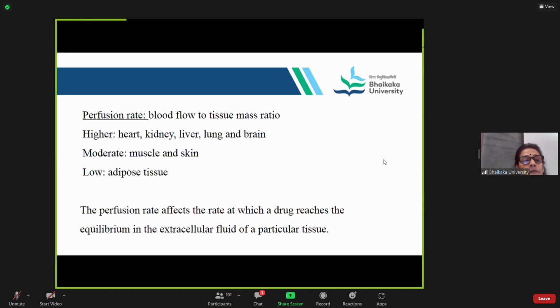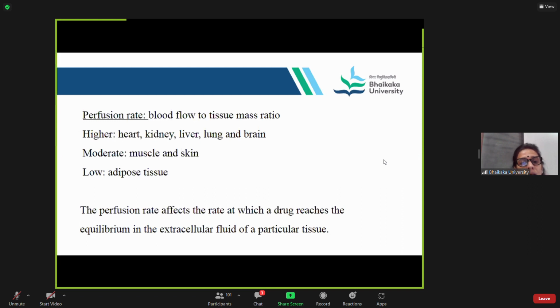For blood flow, please remember, whenever blood flow is high, distribution is fast. Blood flow is maximum in our body in the heart, kidney, liver, lung, and brain. Perfusion rate is high there. Moderate perfusion rate is in muscle and skin. And low perfusion rate is in adipose tissue. The least perfusion rate will be in adipose tissue.